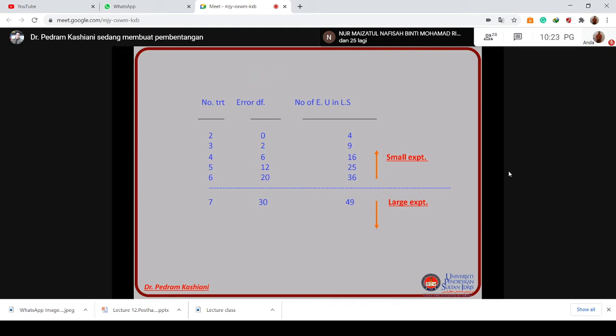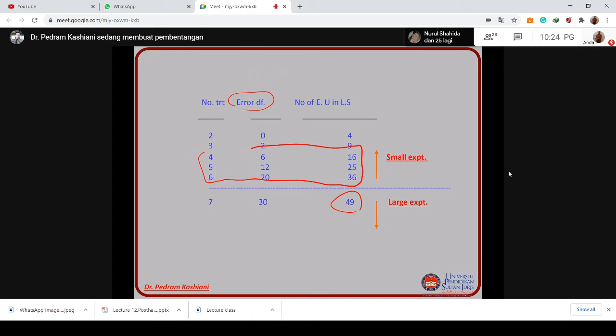This one you see, when the number of treatments is small, my error degrees of freedom are very small. Then when my number of treatments becomes big, my experimental units become very big. So you can see 7 became 49. Here I put until 36, but 7 treatments I have seen seldom. But the sweet spot is this one.